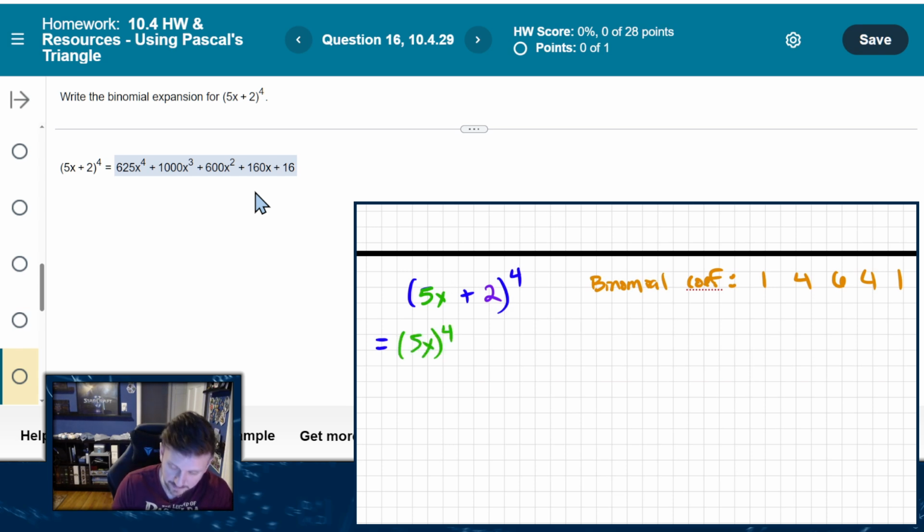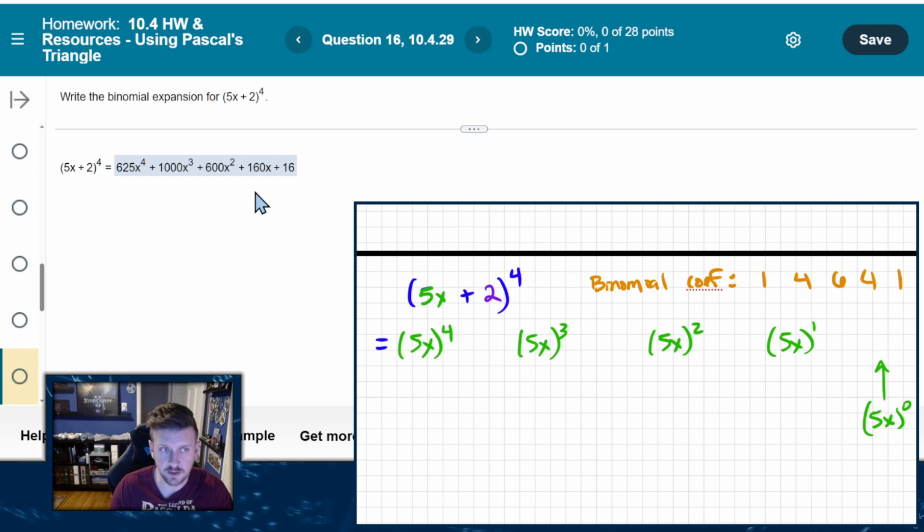Skip a bit of space. Then it's going to be a 5x cubed. Skip a bit of space. 5x squared. Skip a bit. 5x to the 1st, which that first isn't really needed, but let's go ahead and write it. And then I'm going to leave a space. I'll erase this in a second for 5x to the 0. 5x to the 0 should be 1 for any valid x's.